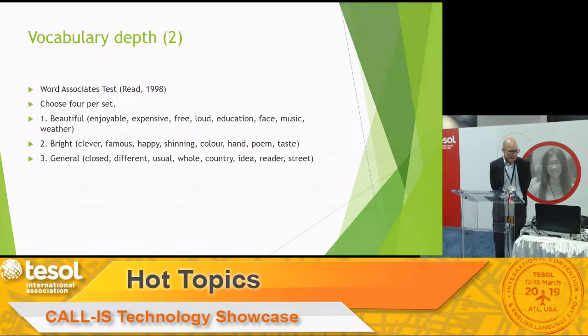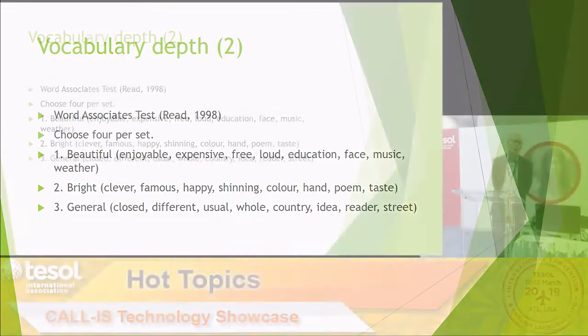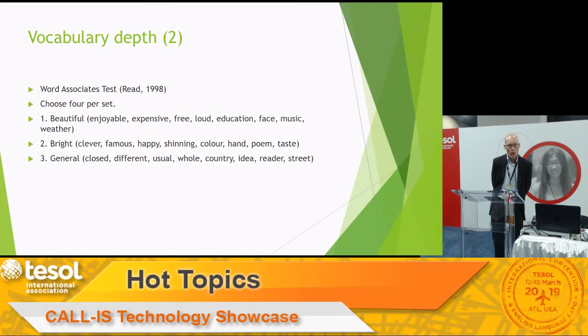Okay. Now, another one is the word association test. This is quite different. This was made by Read in 1998. For this test, you're given a target word, and then following the word are 8 word associates. So, for example, in this first one, beautiful is the target word. And from the 8 following words, you're supposed to select 4 which associate with the target word of beautiful.